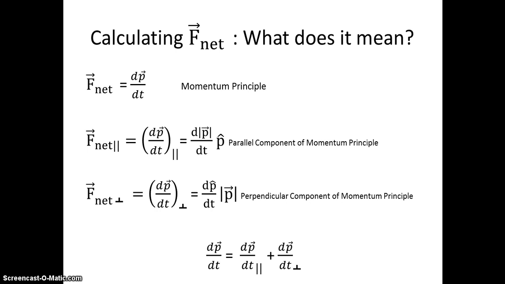dp/dt parallel is associated with the rate of change of the magnitude of the momentum, and it is calculated by d magnitude of momentum dt times b hat. With curving motion, the perpendicular component of dp/dt also equals the perpendicular component of the net force. dp/dt perpendicular gives the rate of change of the direction of the momentum, and this can be calculated by the magnitude of the momentum times dp hat dt. dp/dt parallel and dp/dt perpendicular add up to equal dp/dt. These equations were used in the while loop to calculate the net force for each time interval.